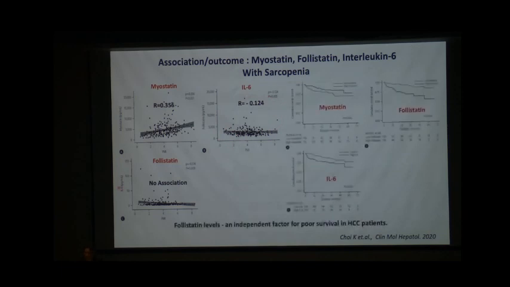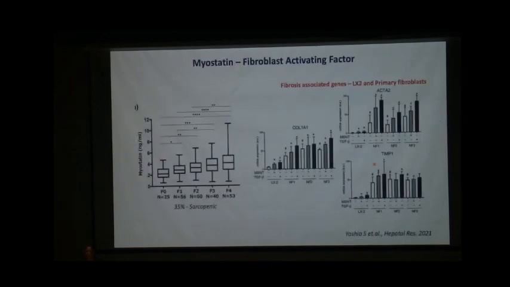This was also associated in resected HCC patients. Myostatin is associated with poor outcome. Follistatin level is an independent factor for poor survival in HCC patients. Not only in cirrhosis, but whenever the fibrosis stage increases, myostatin increases with the fibrotic stage.